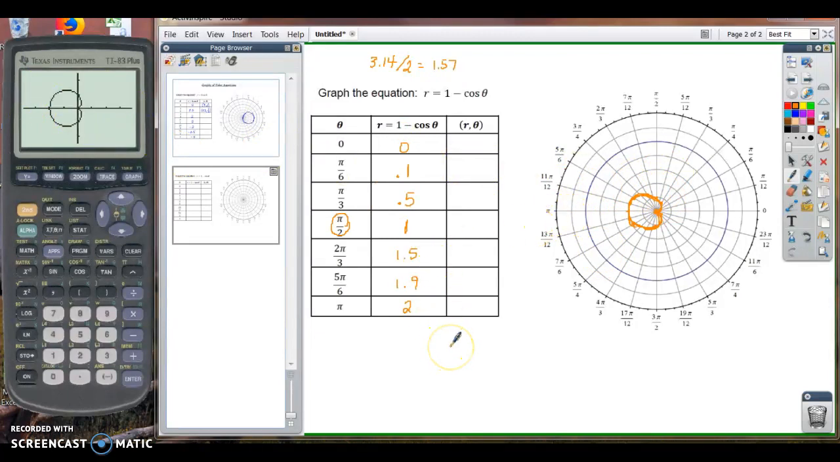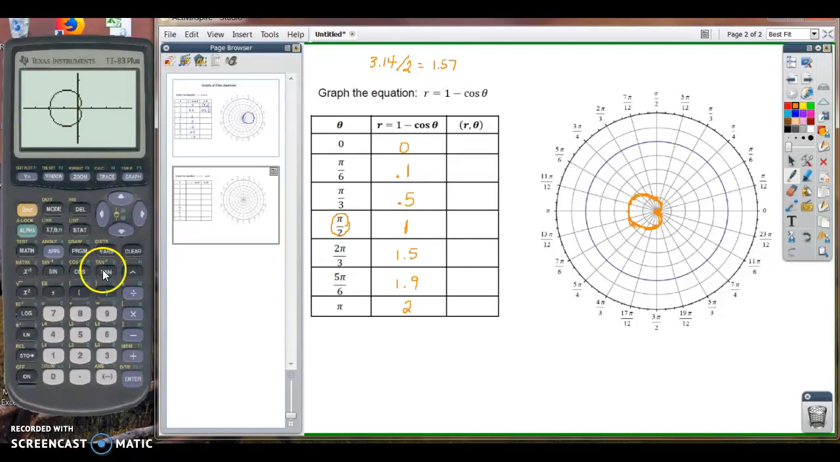So that's how you can go about sketching these graphs using your calculator. You don't have to do this by hand. You can do it all right in the calculator. Just make sure you set it up properly to start. And like I said, if you need to, go back to the beginning of the video and look at those different settings.